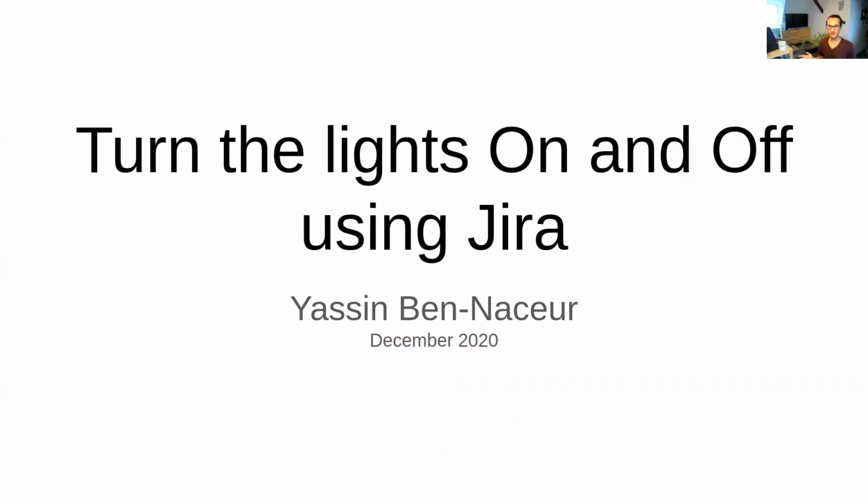So the idea is I create a ticket in Jira, and by changing the status of that ticket, I get to change the status of my light. So if the ticket status is on, then I'll have the light being turned on. And if it is off, then the light will be turned off. Let's get through the tutorial.